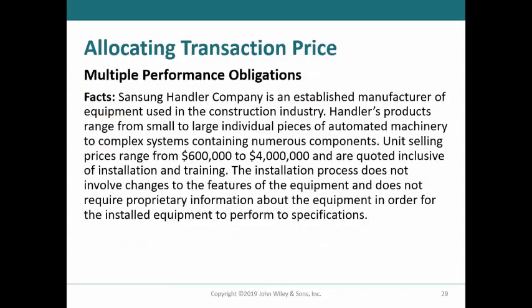To illustrate allocation of the contract price to multiple performance obligations, we will consider Samsung Handler Company that manufactures equipment used in the construction industry. Handler's products range from individual pieces of automated machinery to complex systems containing numerous components, with prices ranging from $600,000 to $4 million, inclusive of installation and training. The installation process does not substantially change the features of the equipment nor require proprietary information about the products for the equipment to perform according to specifications.